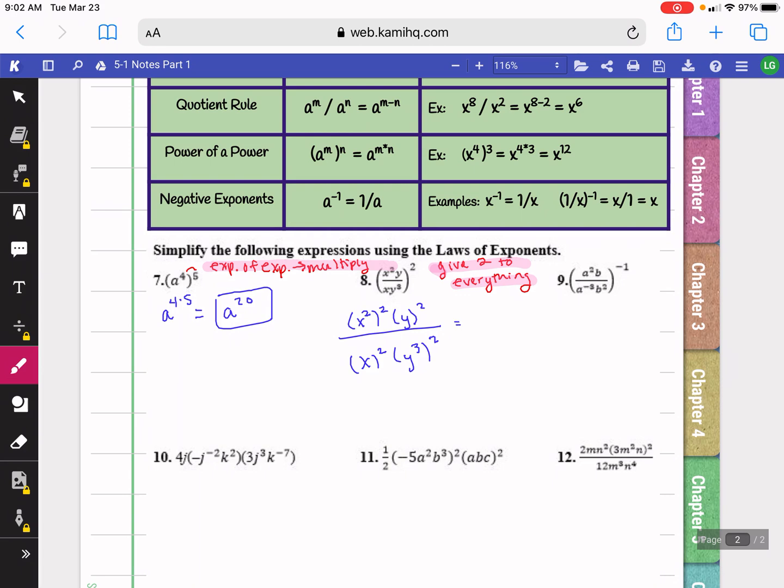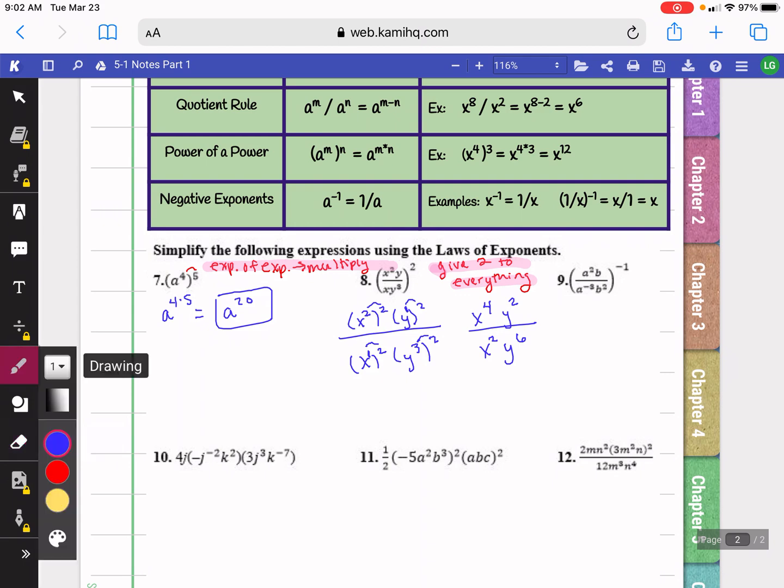And then just remember, here we would multiply. So 2 times 2, that becomes x to the 4th. Here we just have an imaginary 1, so that would be y squared. Here I have an imaginary 1, so 1 times 2 is 2. And here 3 times 2 is 6. Now we're not done with that problem yet. Now it's a division problem.